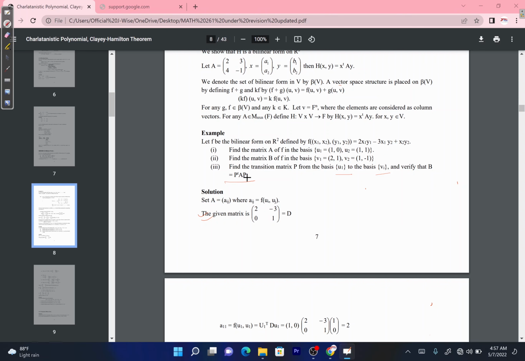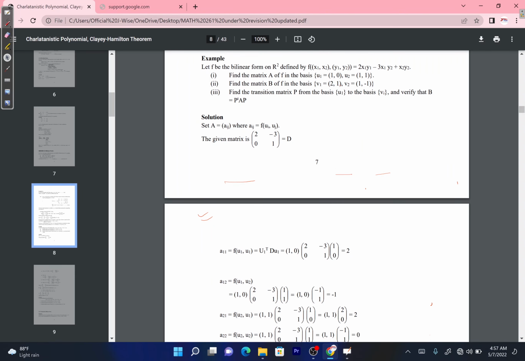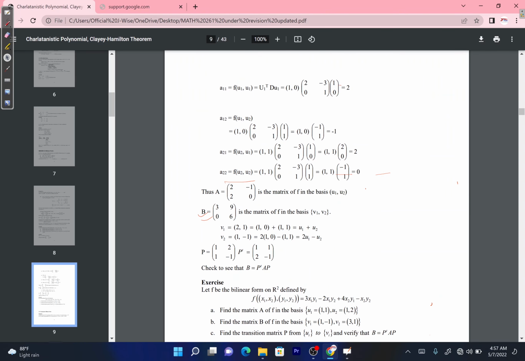To form our transition matrix from the basis ui to the basis vi, we express vi as a linear combination of the ui. Okay, so now you can pick each of the v. When you pick v1, you express v1 as a linear combination of u1 and u2. So maybe you have au1 plus bu2.